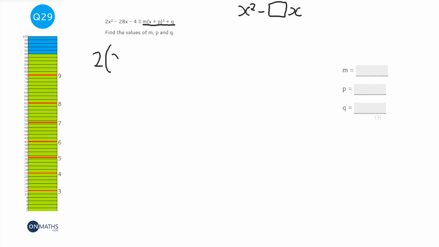So 2 brackets x squared minus 14x. And then I'm just going to add the minus 4 at the end. You could also factorize out the 4 as well, but I'm just going to leave that alone because I'll deal with that later. Now that we've got what we need to be able to complete the square, which is the x squared minus something x, we are going to complete the square.